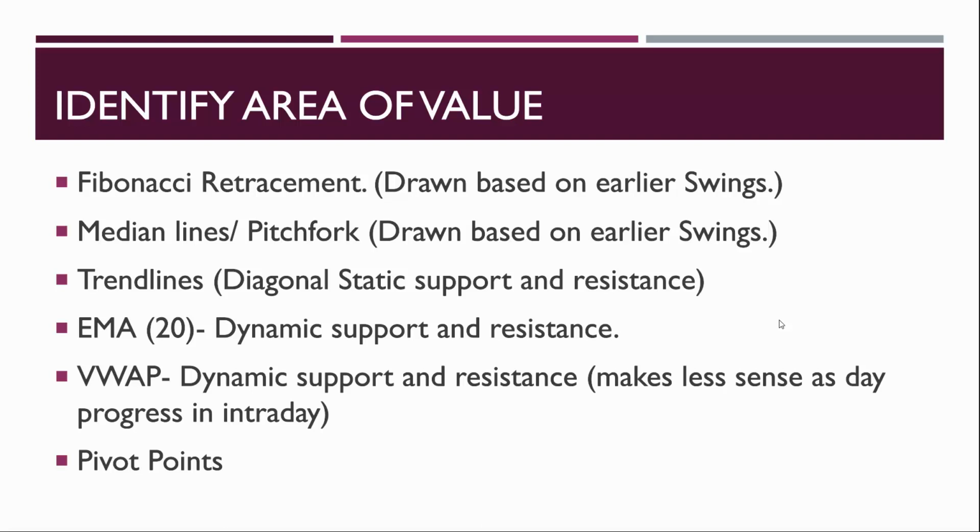So other area of value you can consider is like exponential moving average 20, 50 or 200. They're all dynamic support and resistances. Their value changes over time. So EMA 20, if the stock is respecting EMA 20 and moving, the trend is stronger.